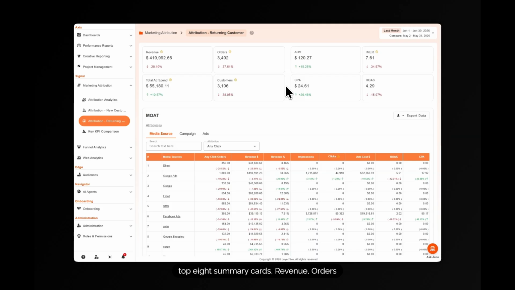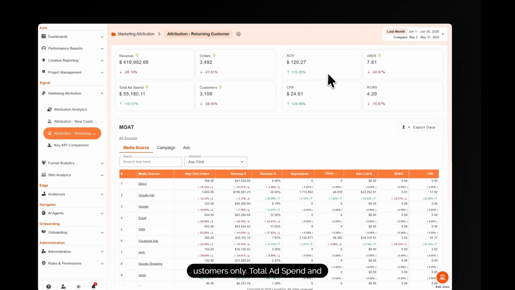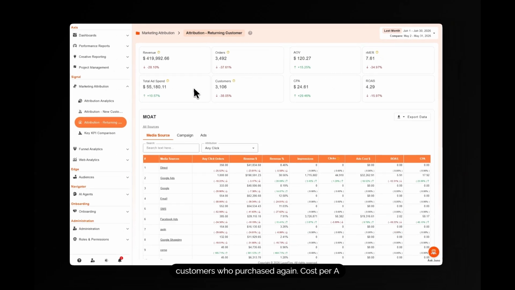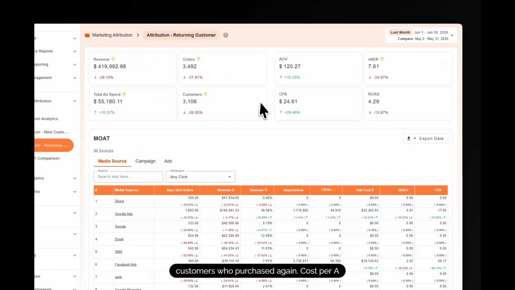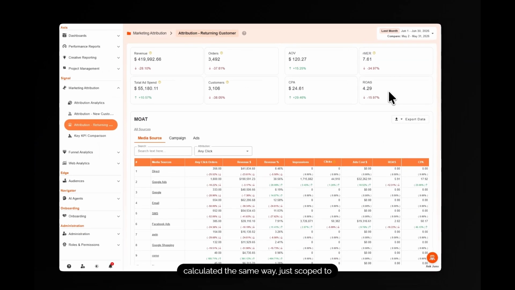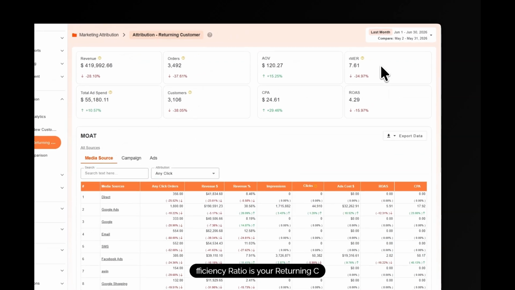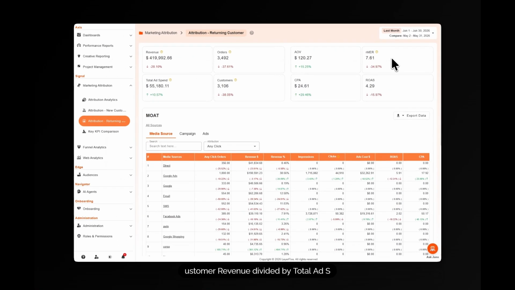At the top, 8 summary cards. Revenue, orders, and average order value for returning customers only. Total ad spend and customers who purchased again. Cost per acquisition and return on ad spend, calculated the same way, just scoped to repeat buyers. And retention marketing efficiency ratio is your returning customer revenue divided by total ad spend.